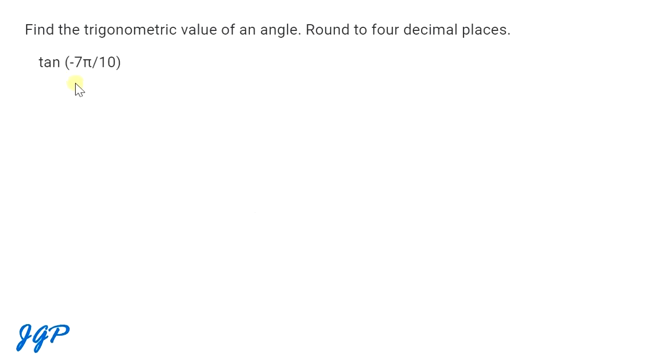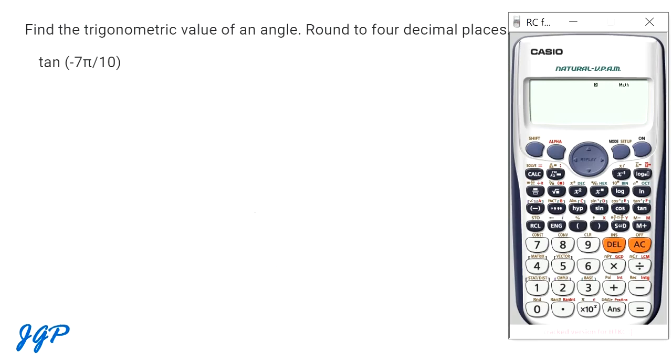Let's have tangent negative 7 pi over 10. So, first, look at the given. We have negative 7 pi over 10, and that is in Radian measure. In using your scientific calculator, make sure your calculator is in Radian mode. Okay, so our calculator is in degree mode, so let's change that into Radian mode. So let's have shift mode and then let's press 4. So we have now capital letter R. So ibig sabihin naka-Radian mode na ang ating calculator.